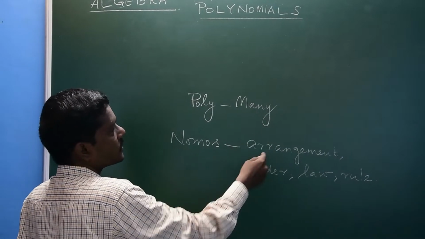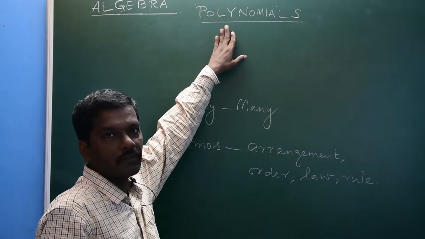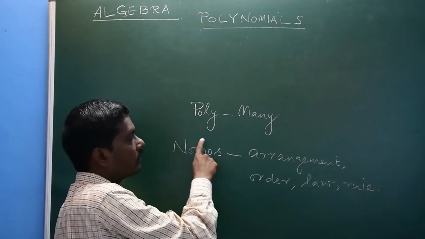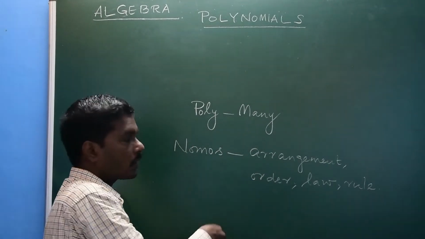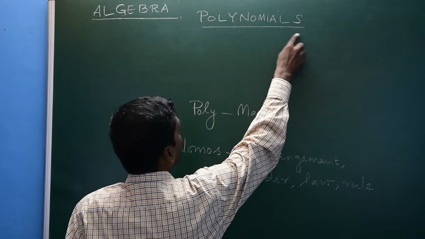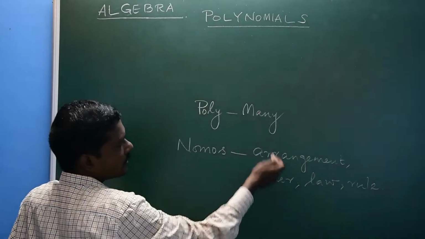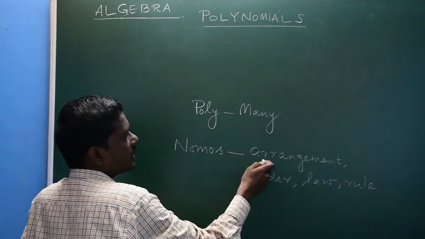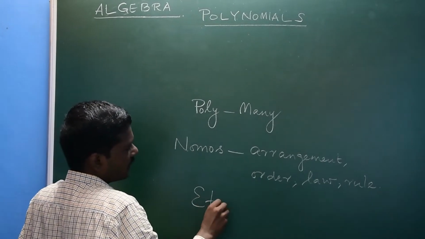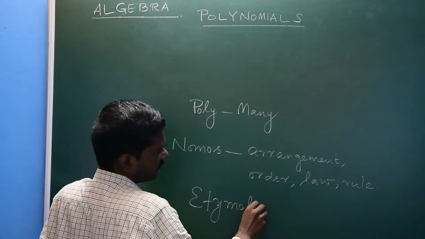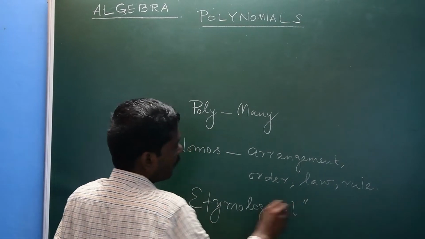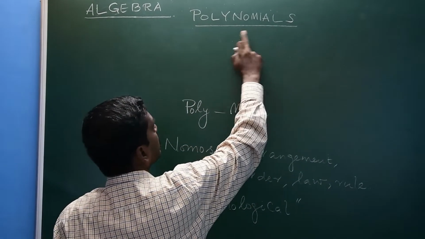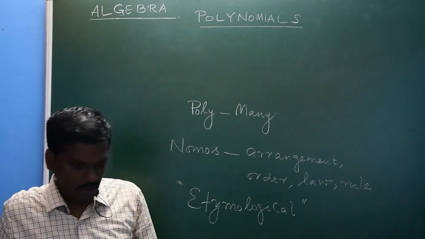So many things are arranged. And for your information, in English every word can be broken down into Greek roots or Latin roots, and the meaning can be found out. Literally, if you want to know the meaning of the word polynomial, many terms are arranged. But this is only the etymological meaning. From the viewpoint of etymology, this is the meaning. Now we will see what is the meaning of a polynomial.